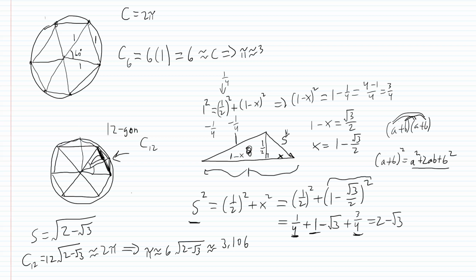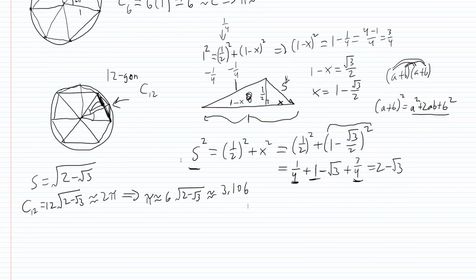Now the next iteration would be to go up to 24 sides using the same methodology. I'm not going to do that because that's part of your homework, but I hope that this short video has given you an idea of how you can proceed with that part of the homework.